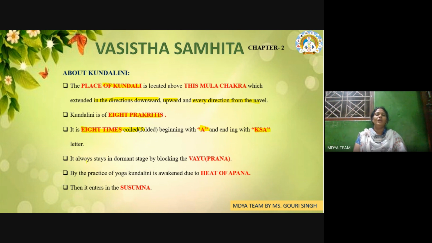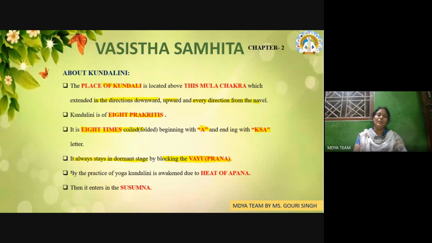Then Vasishtha said that it always stays in a dormant state. The Kundalini present in the Kanda area is always dormant, meaning it is always in an inactive form, always in the sleeping form. By blocking the vayu, the prana shakti which would give liberation, it always sleeps in that position. So how will it open up?